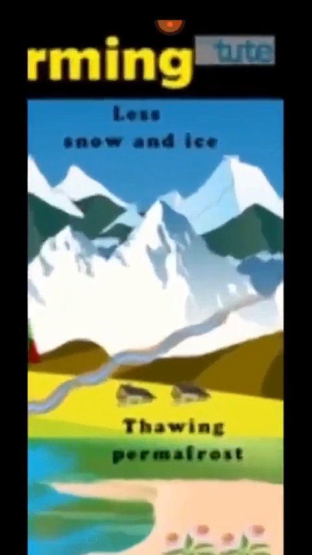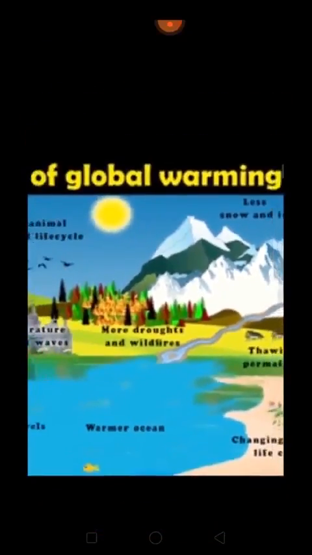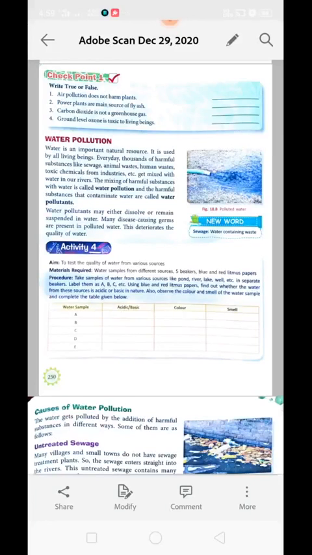You can see, because of melting down over there, the water is moving into this ocean, and when the ocean water level rises, it will obviously do what? It will cause flood in coastal areas. Understood? Water pollution is our next topic.